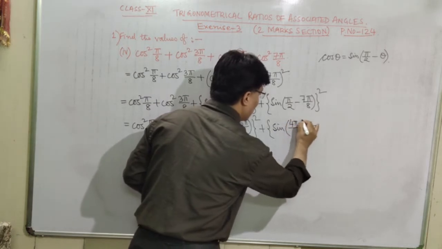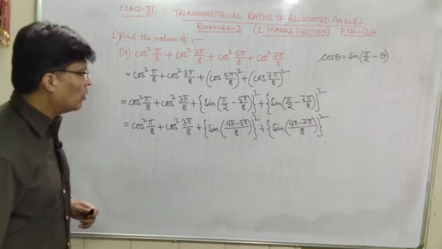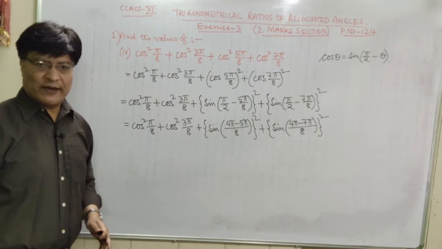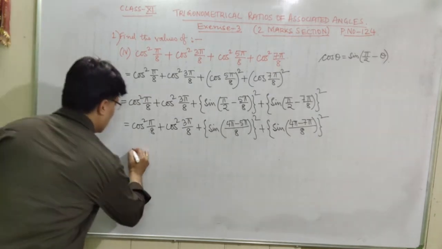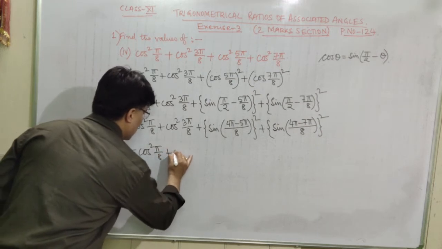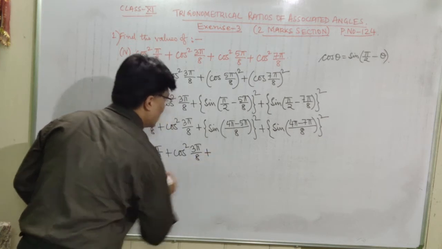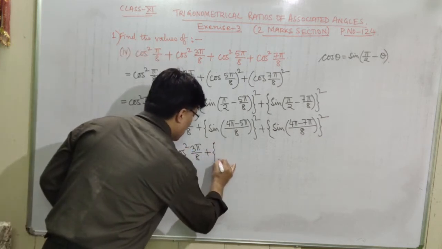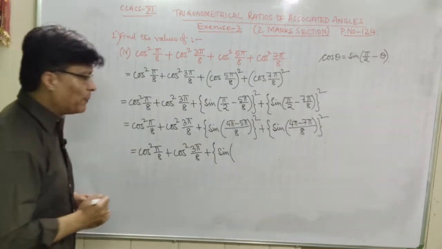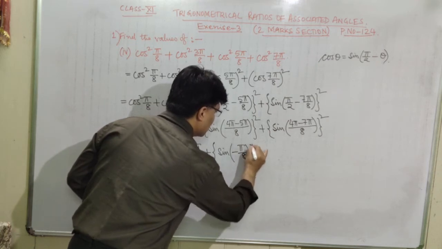So it is 4 pi minus 7 pi. Second bracket closed, whole square. Now we have just simplified by taking the LCM. So which is equal to, this is cos square pi by 8 plus cos square 3 pi by 8 plus, now within the second bracket, this is sine of, what is that? 4 pi minus 5 pi. It is minus pi by 8. You know how to simplify it.